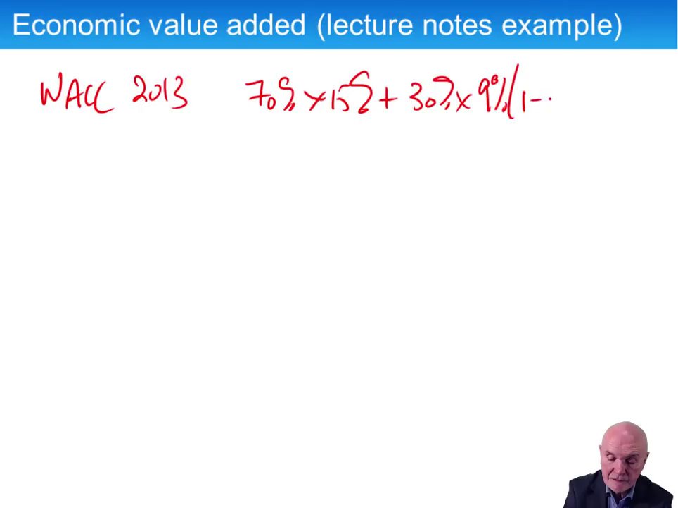times 1 minus 0.3. Okay, so we're looking in here at 0.3 times 9 times 0.7. Let's turn it on. 0.3 times 9 times 0.7. That's 1.89 plus 0.7 times 15 equals 12.39.